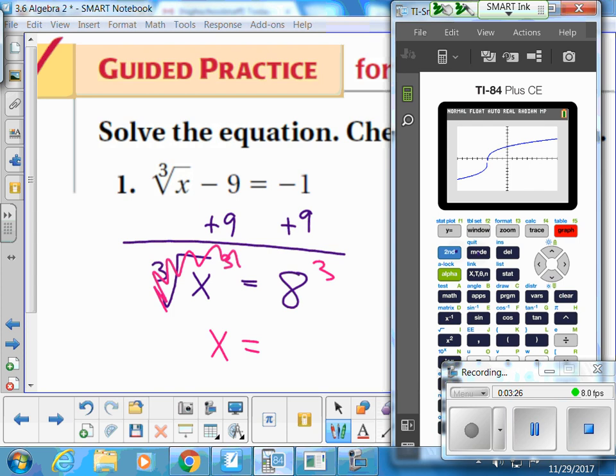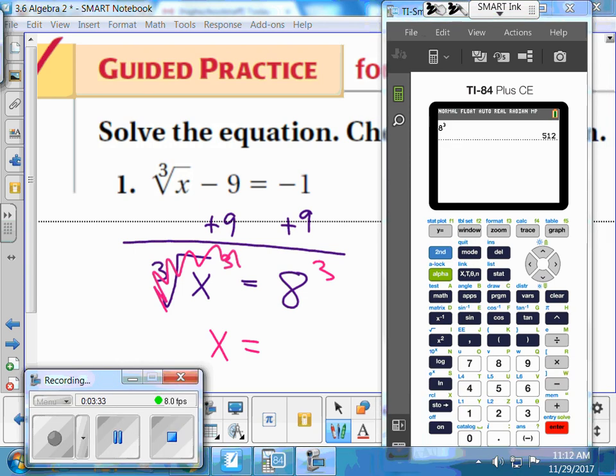I'll let you type it in my calculator. Just put ink on myself and pause the video. All right, fixed my calculator issue, and I typed in 8 to the third and got 512.